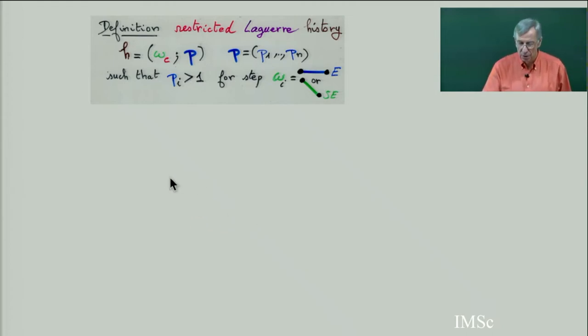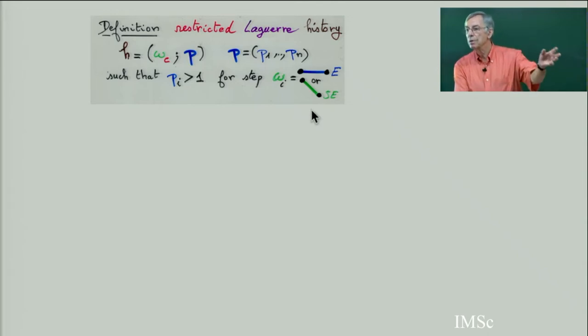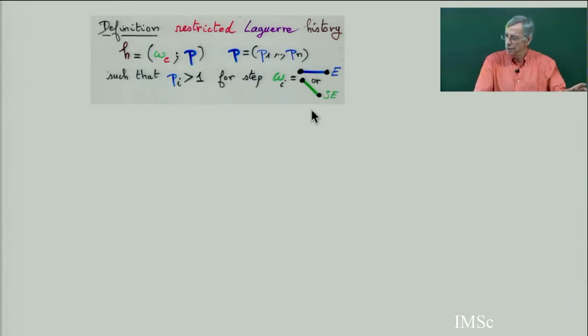So, definition: restricted Laguerre history says that the choice pi is strictly bigger than one, it's not equal to one, for each of these steps. A blue is a step, and a south is a step. Because for each of these steps, you do not open an empty cell on the left. In the history, in the construction, you don't open a free cell.